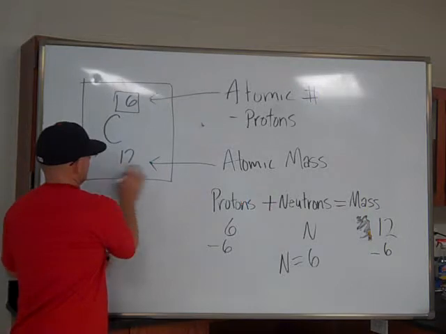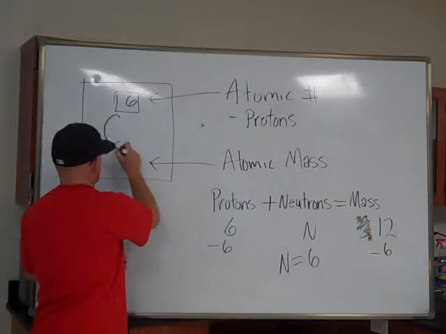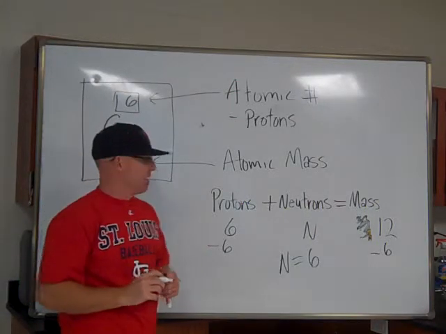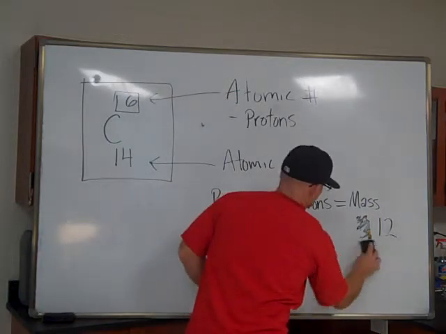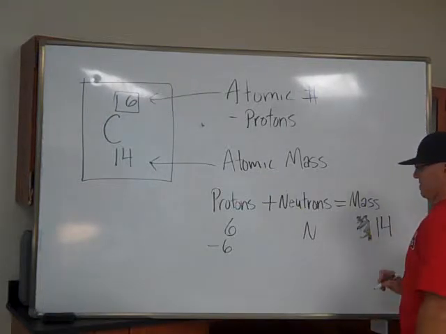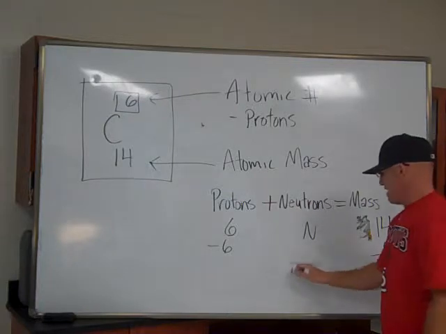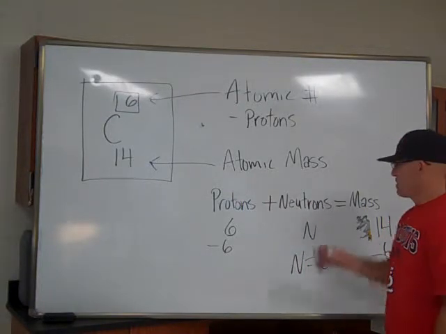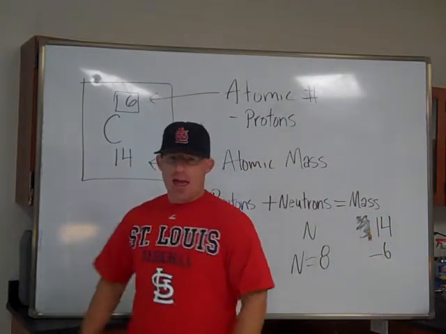Now, what if we're not talking about normal carbon, and we're talking about carbon-14. It exists. It's an isotope of carbon. Okay? Well, that changes my mass. So now my mass is 14. So I subtract 6 from both sides, and in carbon-14, my neutrons are equal to 8. So that's how I calculate mass. It always works for any atom.